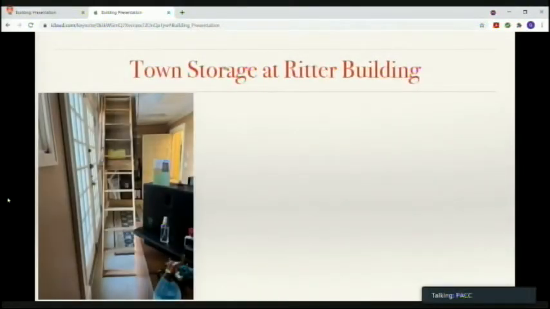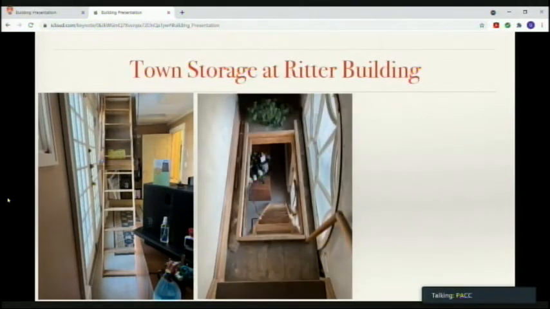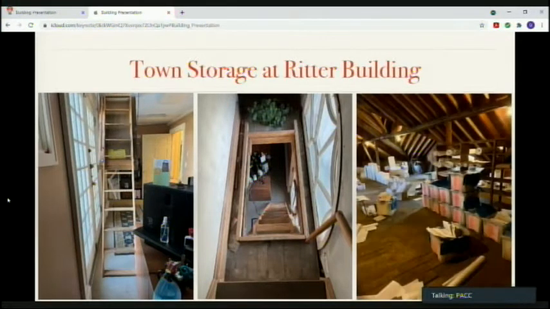Now, at Ritter Building, which is where we currently have the Board of Health, the conservation agent, and inspectional services, the planning department is there too. What these slides identify is how we store town storage at Ritter Building. Again, we don't have storage at Town Hall at all, and the storage that we have at Ritter Building is routinely accessed throughout the week, several times a month, and this is how that storage is accessed.